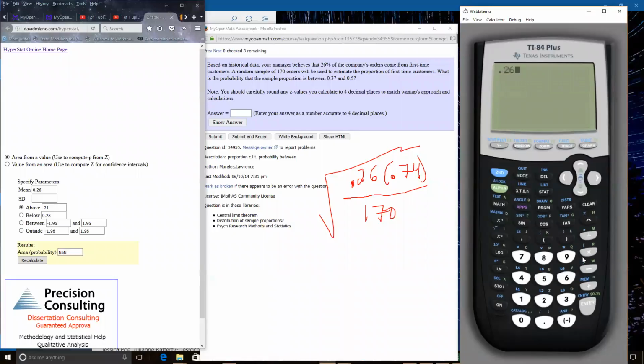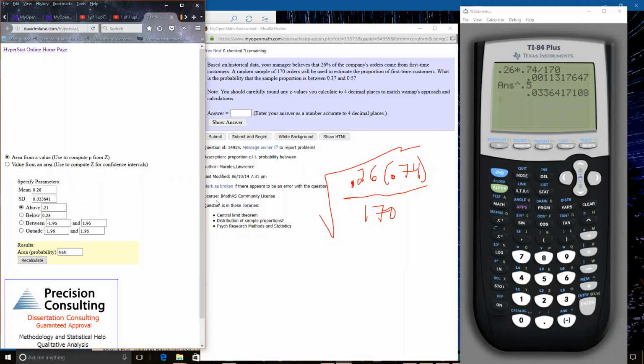Here, let's turn this calculator on. So 0.26 times 0.74 divided by 170, and then I'm going to take the square root of that, and that's my standard deviation. 0.0336, and so on. We'll put in all those decimal places. I guess it won't let me. Nope, I'm maxed, so that's all I can put in.